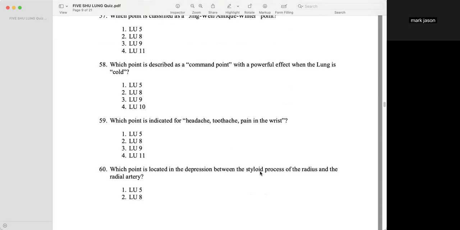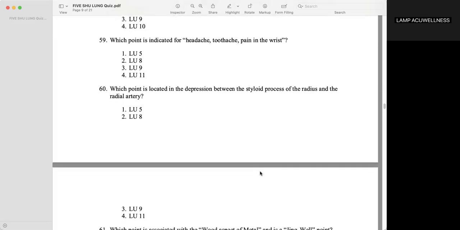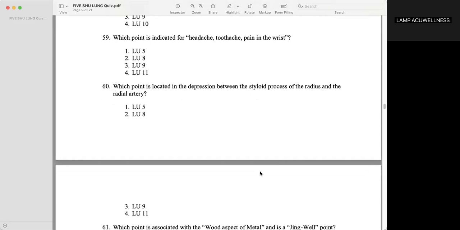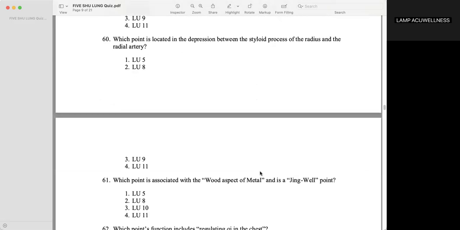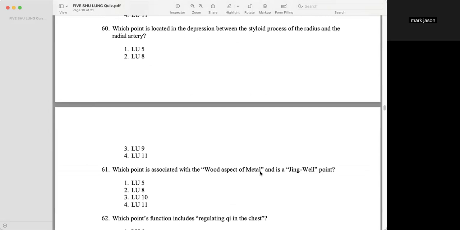Lung 11. Which point is described as a command point with a powerful effect when the lung is cold? Lung 10. Which point is indicated for headache, toothache, pain in the wrist? Lung 8. Which point is located in the depression between the styloid process of the radius and the radial artery? Lung 8.